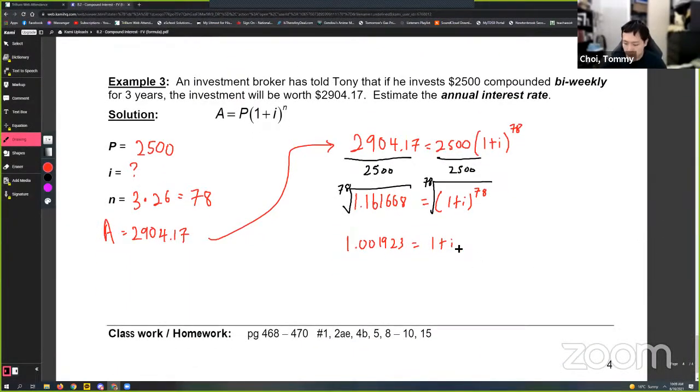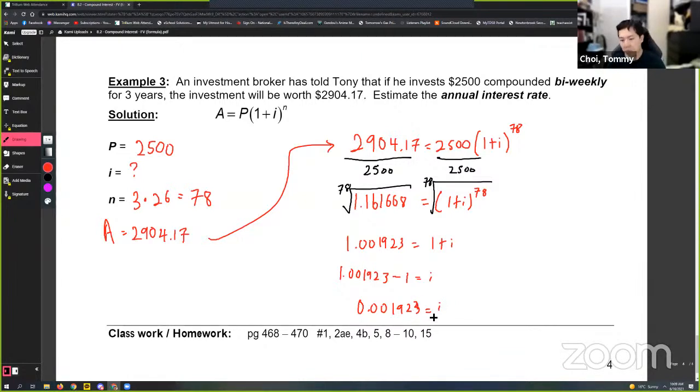So that gives us 1 plus I. We have to subtract 1 on the left side. So we're going to get 1.001923 minus 1 is equal to I, which gives us 0.001923 equals I.